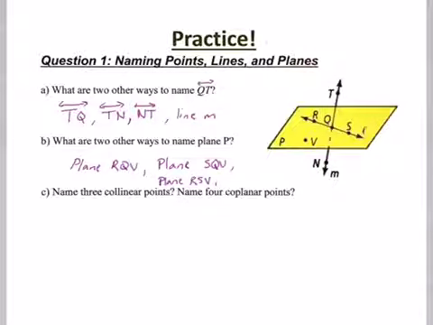So now it says name 3 collinear points and name 4 coplanar points. Collinear means they lie on the same line, so we need 3 points that lie on the same line. Well, one set would be R, Q, and S. We can see that right here. Another set would be T, Q, and N. They lie on this line here.